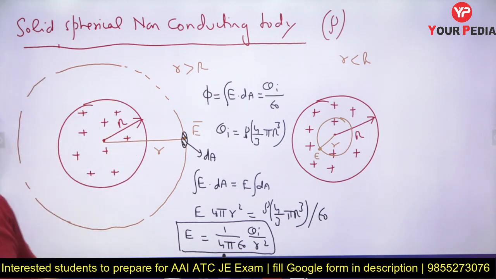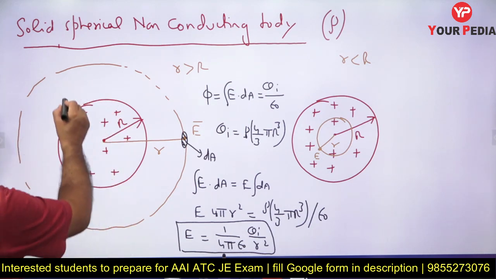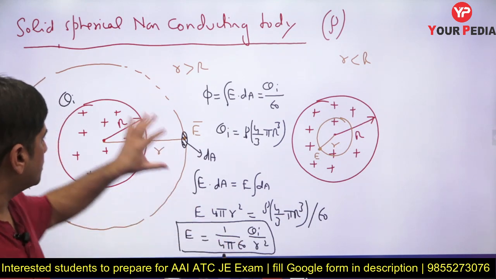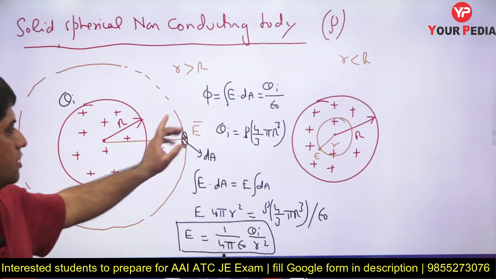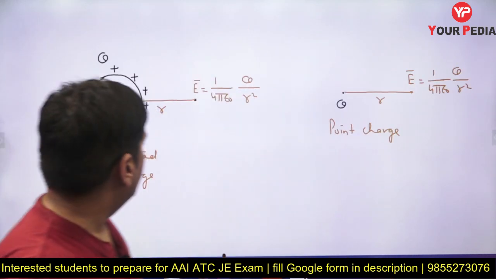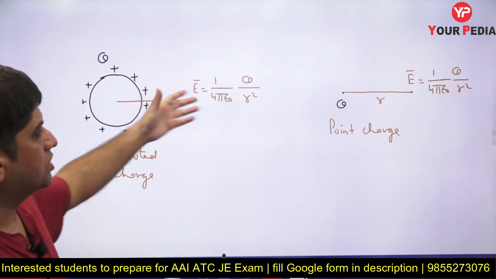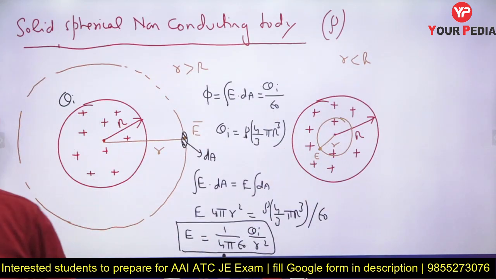The entire charge I can take as q, or you can just leave it as q. This entire charge on this is q. What will be the electric field here? E is 1 by 4 pi epsilon naught, total charge q over r square. So if you are calculating it outside, this case and this case are the same, whether the charge is on the surface or the charge is uniformly distributed. So this will be the same case, this one. But what about that case?